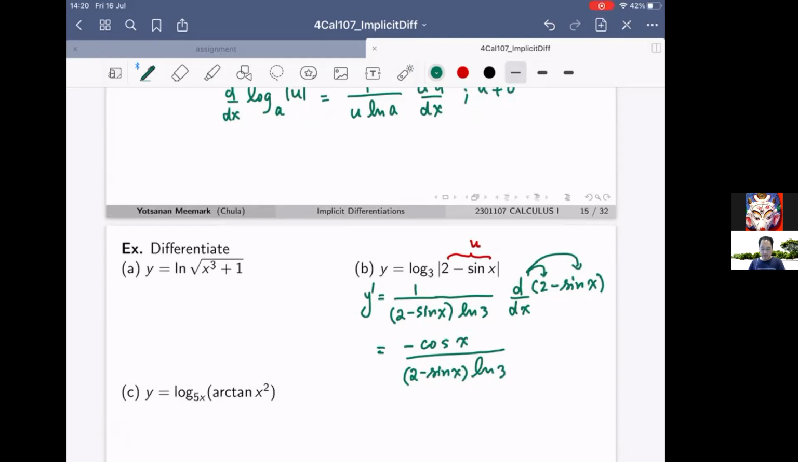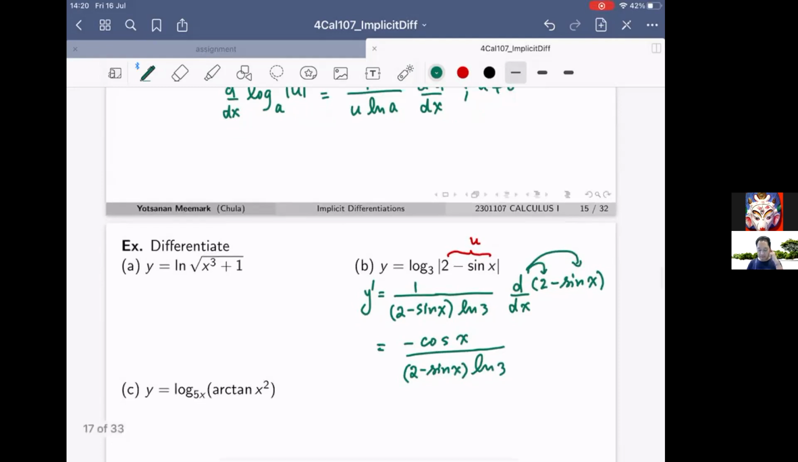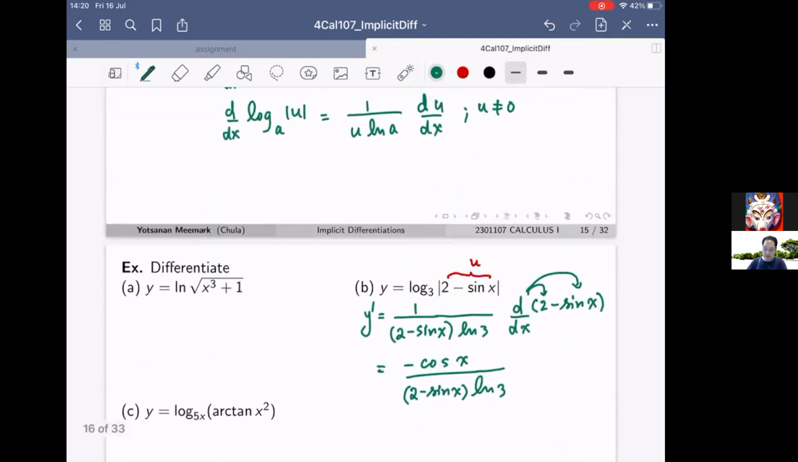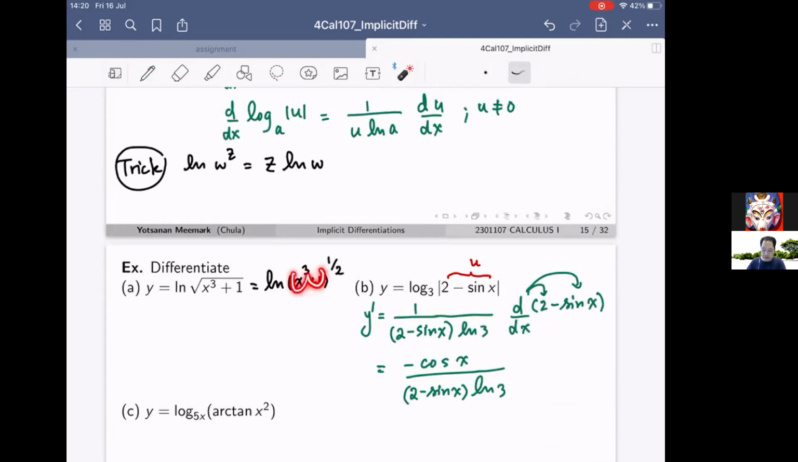What if we look at number a and number c? If you look at number a and number c, we have a little bit of a trick that will help you find a derivative easily. The first trick is, don't forget the one that we introduced before: if you have a log of w raised to the power z, it is the same as z times log of w. So this one is actually a log of x cubed plus 1 raised to the power 1/2, which is the same as w raised to the power z.